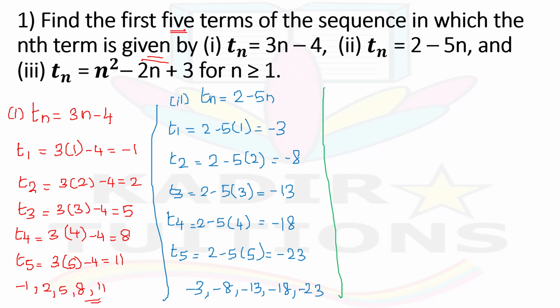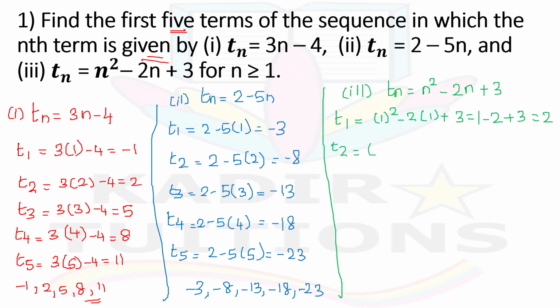And the third Tn value is given as Tn equal to n square minus 2n plus 3 for n greater than or equal to 1. So now T1: in the place of n we are going to replace with the value 1. So 1 square minus 2 into 1 plus 3. So what you will be getting, 1 minus 2 plus 3, which is 4 minus 2, the answer is 2. And T2 equal to 2 square minus 2 into 2 plus 3. So we will be getting 2 square 4, minus 4 plus 3. 4 and 4 will get cancelled. We'll get answer as 3.